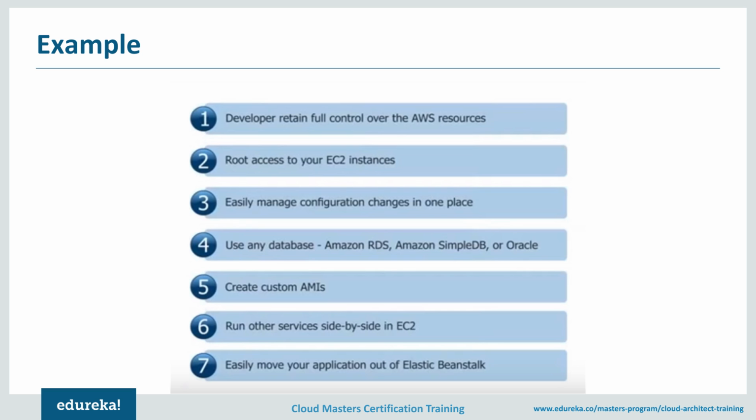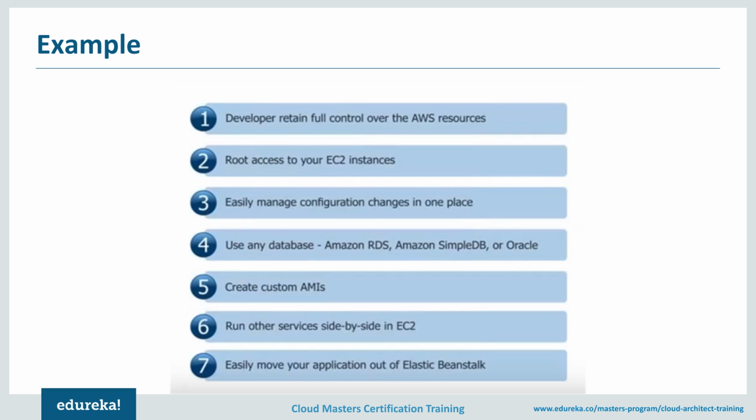But before that, even if you do go ahead and use Elastic Beanstalk, it would give you access to all these things. As a developer, you could retain full control over all your resources, root access to EC2 instances, and easily manage, configure, or make changes as far as your particular application is concerned. Use any database, create custom AMIs. I won't be getting into the details of this topic. Run other services side by side and easily move your application out of Elastic Beanstalk.